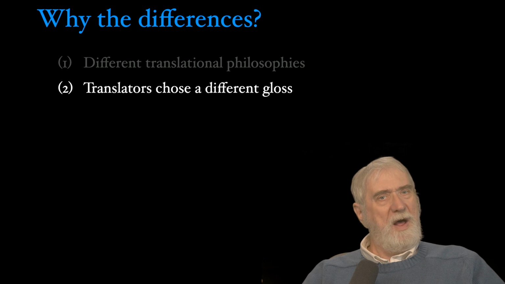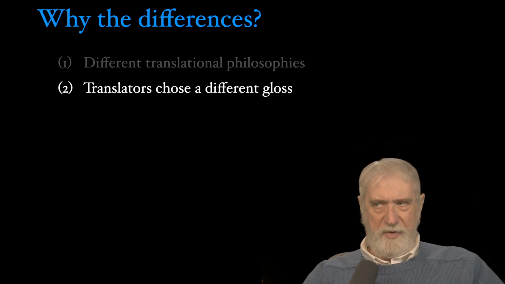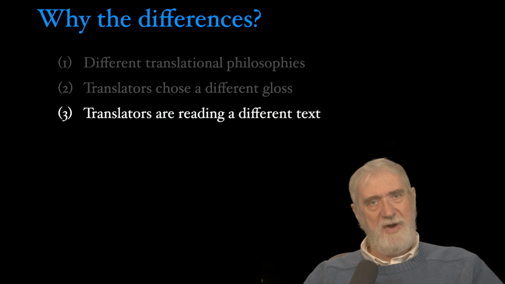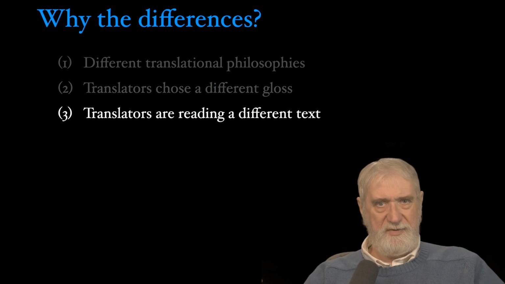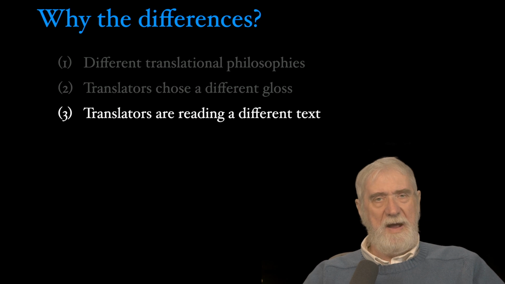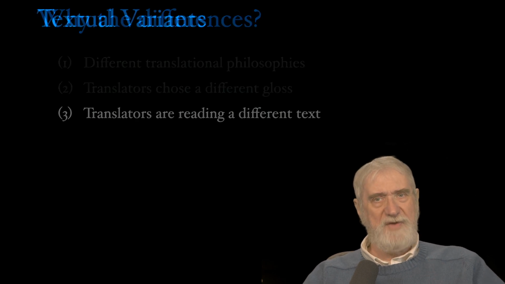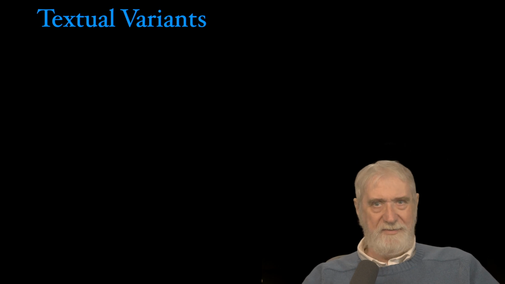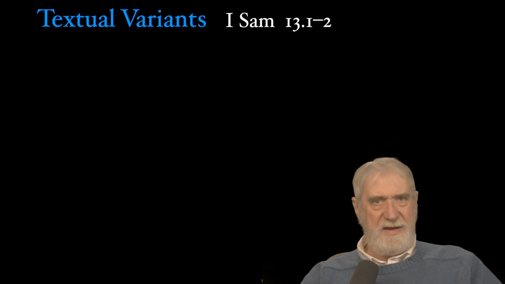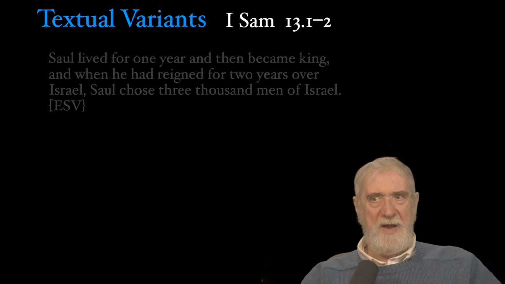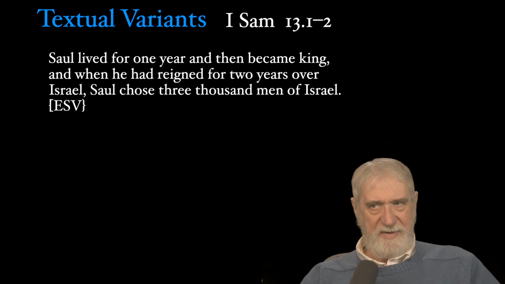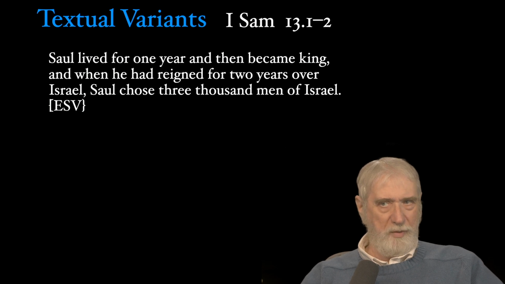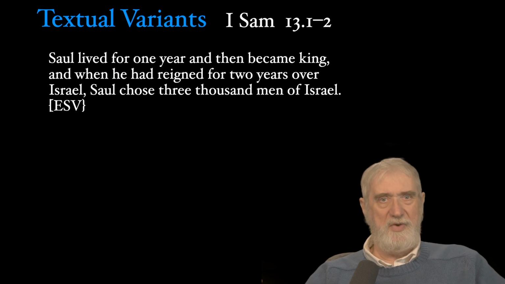A third reason that translations differ is that translators are actually sometimes reading simply a different text from one another. So this raises the whole question of the role of textual variants. Now, here I'm going to look at a famously problematic passage from the Old Testament, 1 Samuel 13, verses 1 to 2. The ESV of this passage reads, "Saul lived for 1 year and then became king. And when he had reigned for 2 years over Israel, Saul chose 3,000 men of Israel." And then the text goes on from there.